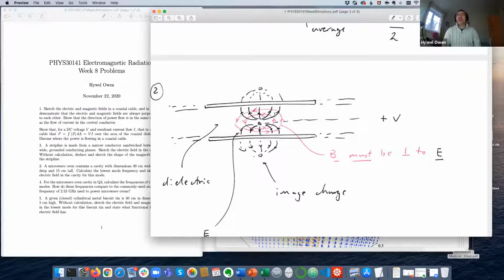Okay, so that's transmission lines. We are now going to talk about waveguides, but on our way to talking about waveguides, we're going to talk about cavities, because cavities are a way of approaching the waveguide equations.